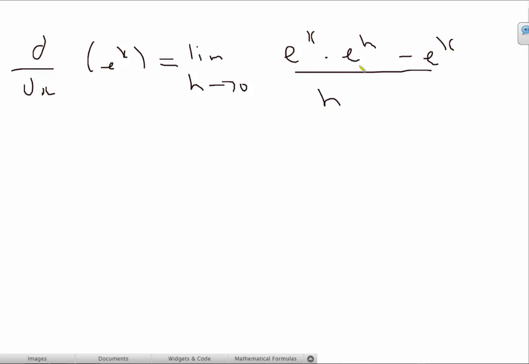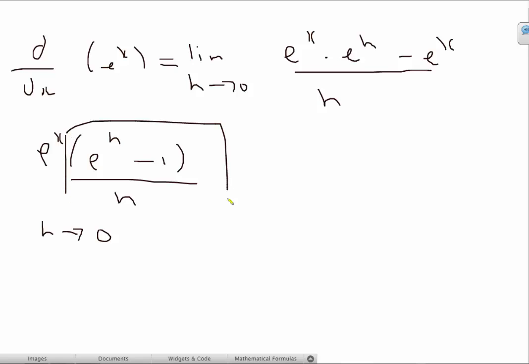And if we factor out e^x here, we'll end up getting the expression e^x times (e^h - 1) / h, where h tends to 0. And let's see if we can evaluate this expression, this one in the box here.